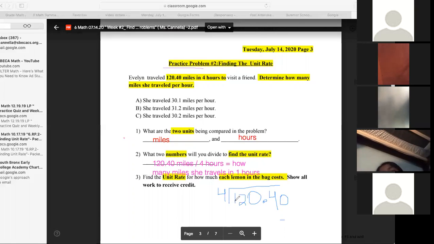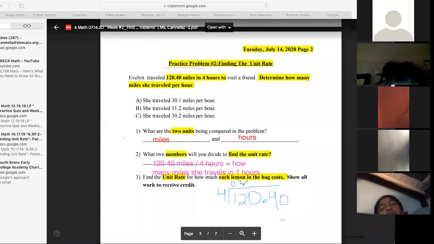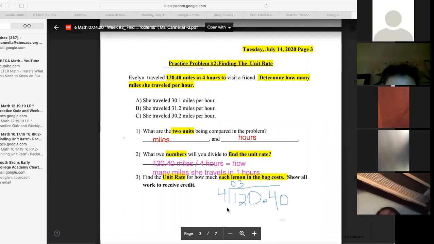Leilani, does 4 go into 1? No. Does it go into 12? Yes, 3 times. Okay. So, Miss Canola, why did you put it? Oh, you're right. I goofed. Hold on a minute. You are so right. I made a mistake. Thank you. All right. This is a 3. 3 times this is 12.